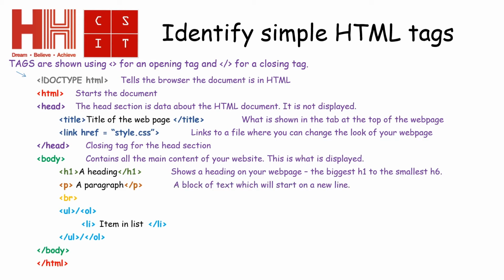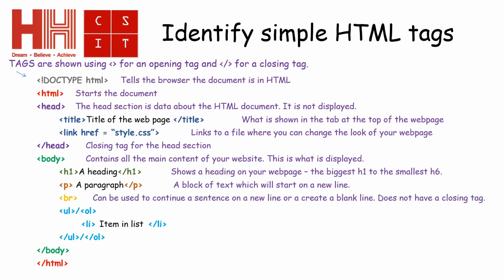The next one is a P for paragraph. Now paragraph is simply where you can write a block of text which will start on a new line every time you create a new one. So obviously if you think about when you write, say, a piece of work, you would start a new paragraph even when you have a different section to write about.